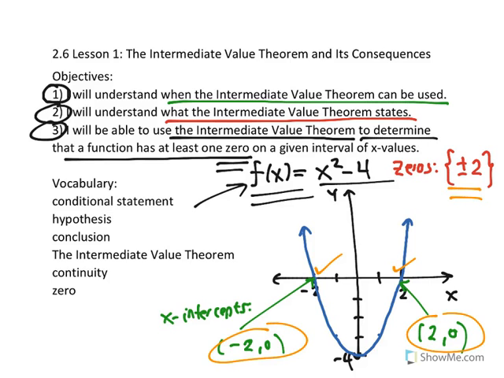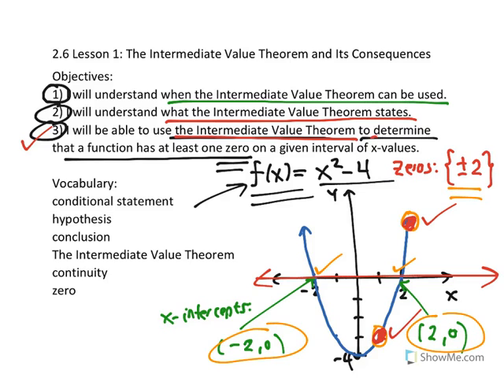So when you use the intermediate value theorem to determine whether a function must have a zero on a given interval of x values, you want to choose two x values such that at one x value the output will be a negative value, and at another x value the output of the function will be a positive number. So between a negative number and a positive number must be zero, and basically that's the idea with using the intermediate value theorem for objective 3.